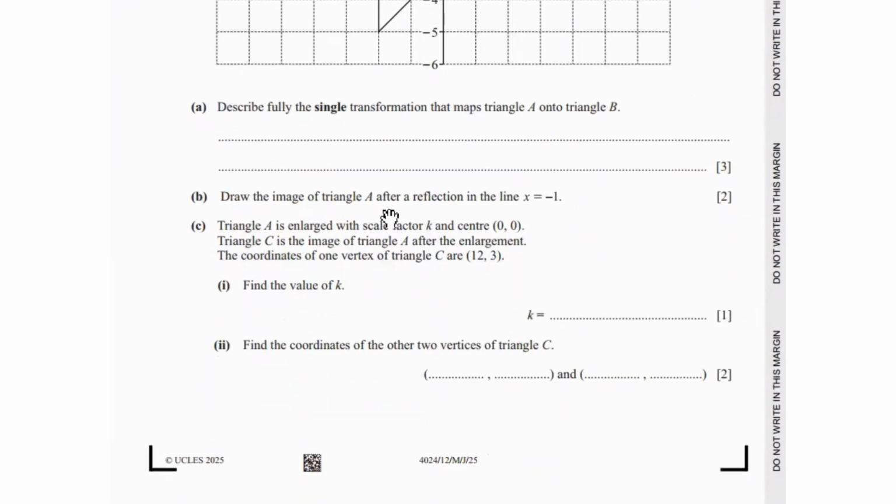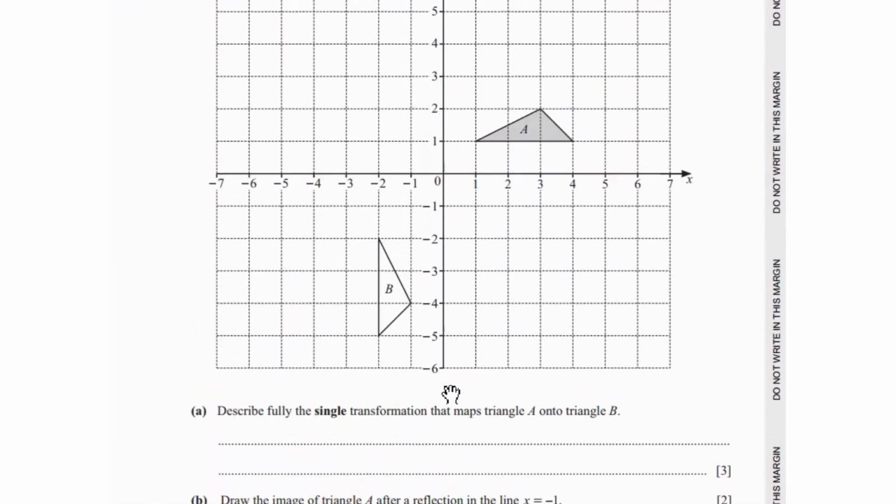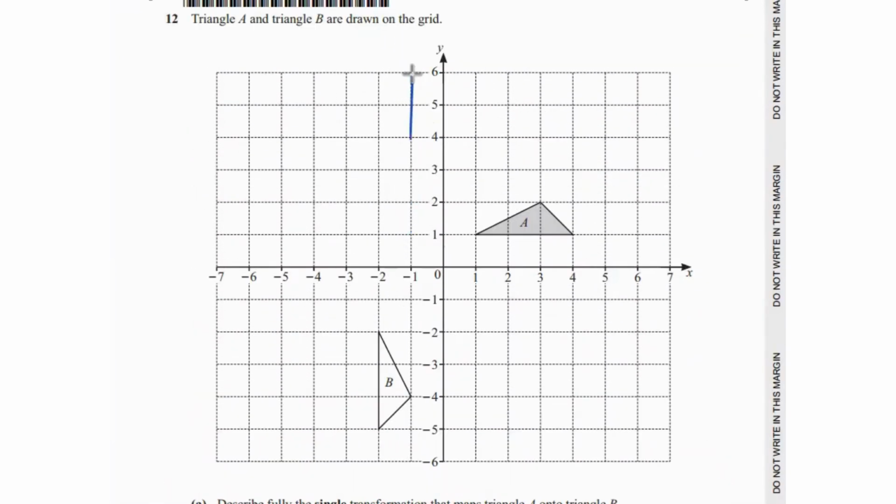Then it says draw the image of triangle A after reflection in the line x equals to -1. So we first begin with drawing a line through x equals to -1. So this point is 2 units from the reflection line. So here it's going to be 2 units as well. This one is 1, 2, 3, 4. So again, 1, 2, 3, 4. And this one is 1, 2, 3, 4, 5. So 1, 2, 3, 4, 5.